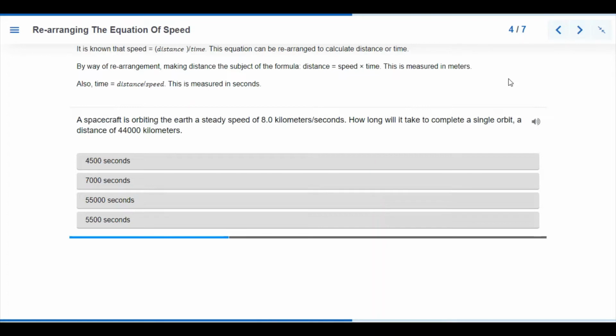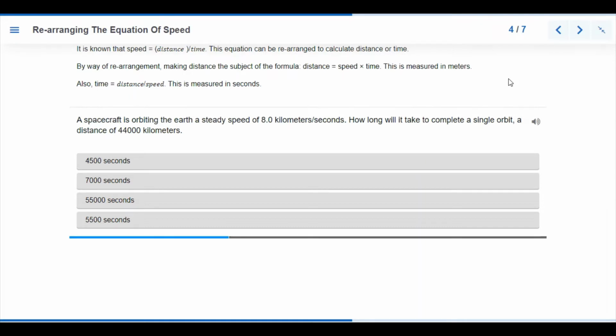Rearranging the equation of speed. The equation of speed can be rearranged, knowing fully well that speed is already known as distance per unit time. The equation can be rearranged to calculate distance or time. By way of rearrangement, we can make distance the subject of the formula. Distance now becomes speed times time, and it is measured in meters. Also, time will be equivalent to distance divided by speed. This is measured in seconds.